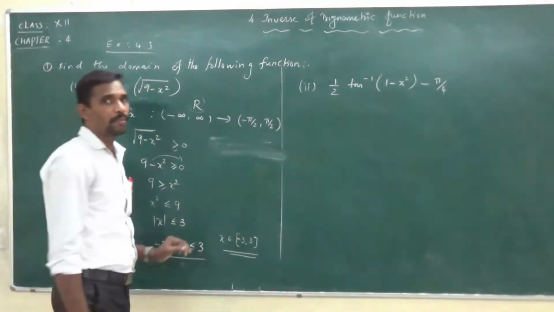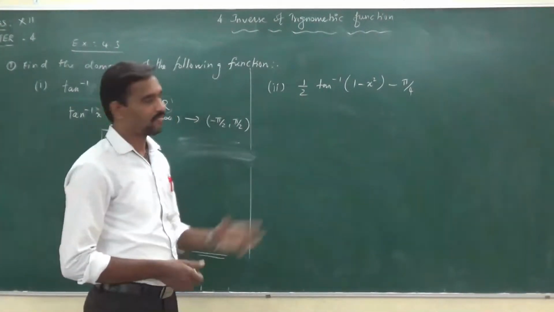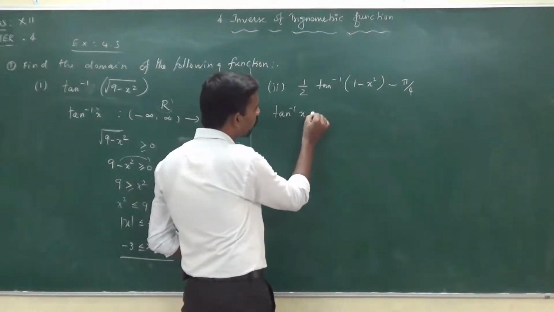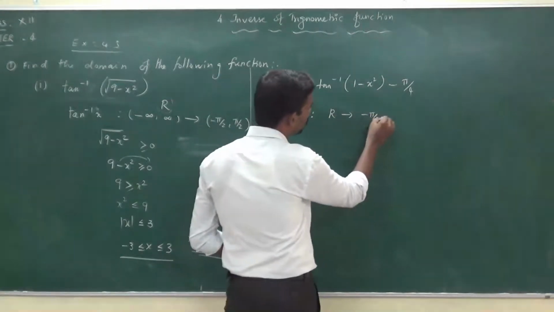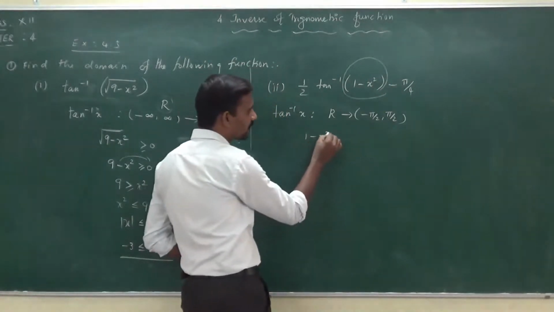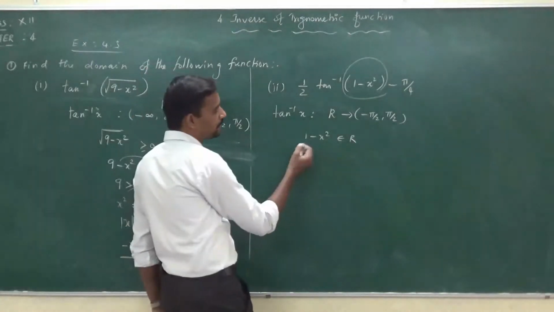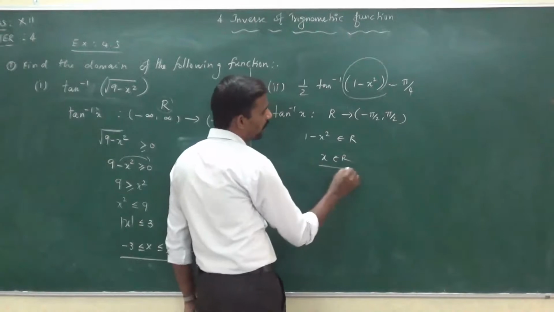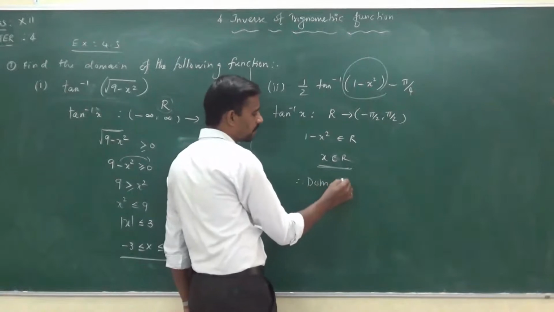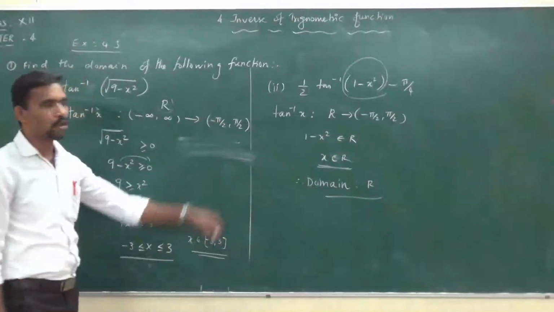That's all. Next question: 1 by 2 tan inverse of 1 minus x square, minus pi by 4. These are very simple. First of all, we take the tan inverse of the function. So tan inverse of a function is defined from R to minus pi by 2 to plus pi by 2. Here consider only the x terms. So 1 minus x square belongs to R. It simply means that x belongs to R, whatever it may be. So what is the domain here? Therefore, the domain is simply R, because x belongs to R.